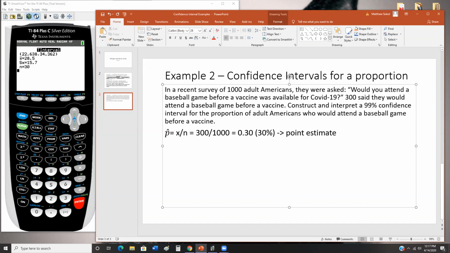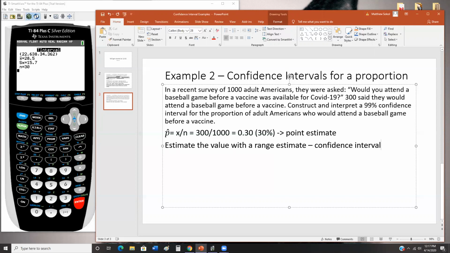This is a single value estimate for the proportion of people who will attend a baseball game before a vaccine. But what is the real value? The whole point is I can't talk to every adult American and ask them if they'll attend a baseball game before a vaccine. So I have to estimate it now with a range estimate. And this is just a confidence interval.